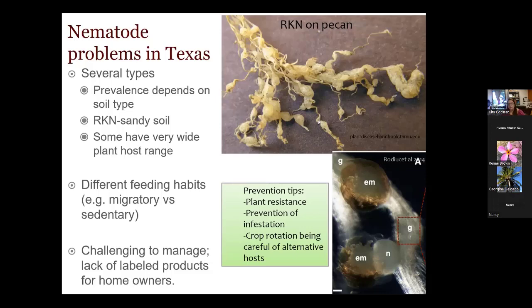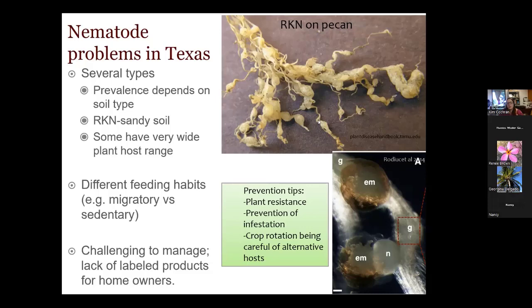Many different types of nematodes have different feeding habits. For example, we have migratory nematodes and sedentary nematodes. So during their feeding stage, migratory nematodes will feed on a spot, move over, feed on a spot, move over, feed on a spot again. So they make a lot of little individual wounds, but they won't ever form a permanent site and form a gall like a root knot nematode.